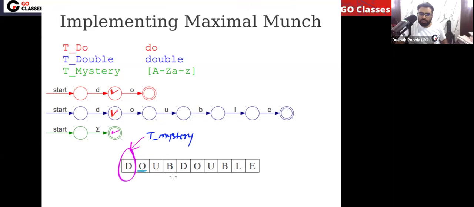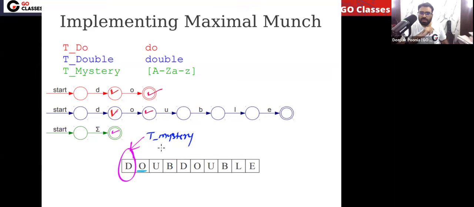We will wait. We will read the next character. When you read the next character, keep running all these NFAs in parallel. After this D, when you read this character O, the first NFA will be in the final state. The second NFA is in the race but not in the final state. And the third NFA, forget about it, because you can see this DO, the third NFA is not in the race.